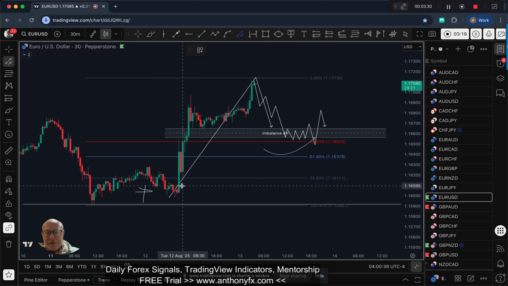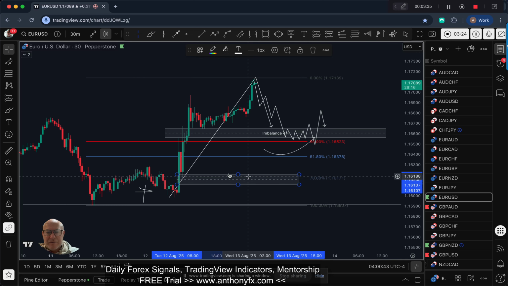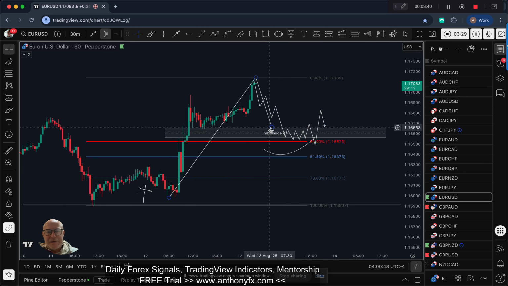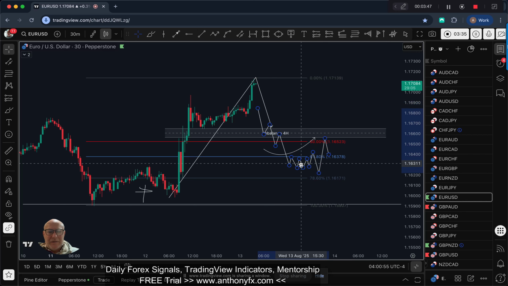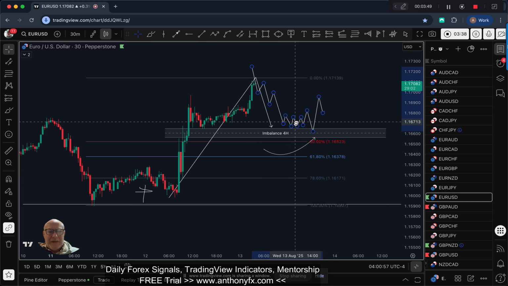There's an imbalance down in here as well on the 30-minute time frame. It pulled back into it down in here. But I'm looking for a similar kind of thing. So I want to see that pullback. Now this could land here, it could land a bit lower. We don't know how it's going to play out.